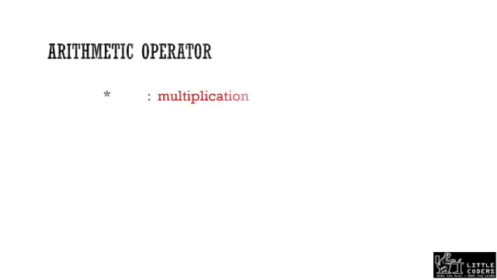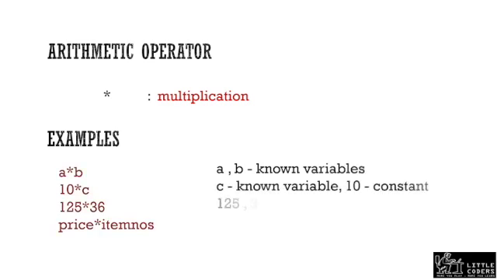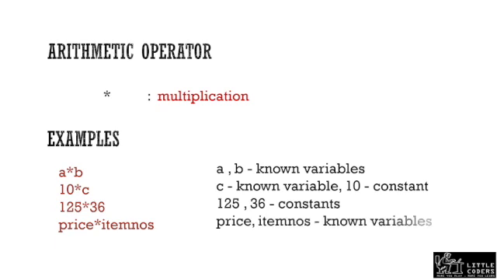Next is multiplication. Now, a star b is multiplication. Two variables are multiplied, the values of which are known. So, if a is 5 and b is 3, we will multiply 5 and 3. If a is 10 and b is 12, then multiply 10 and 12. If it is some fractional values, 1.5 and 3.5, then we will multiply those. That is represented as a star b.